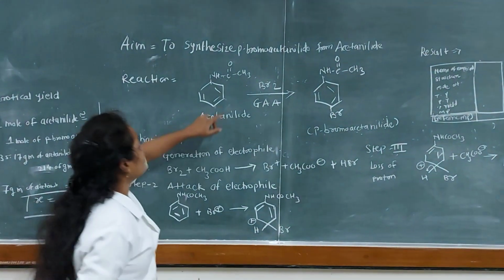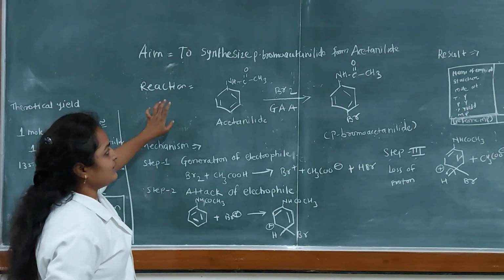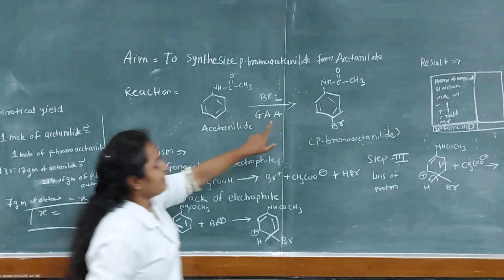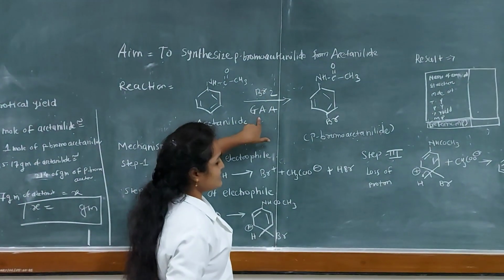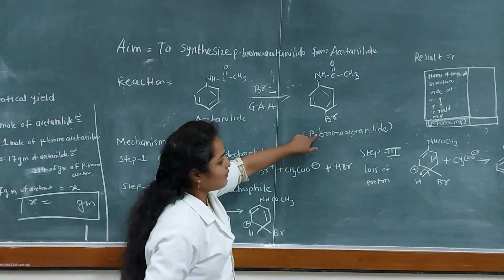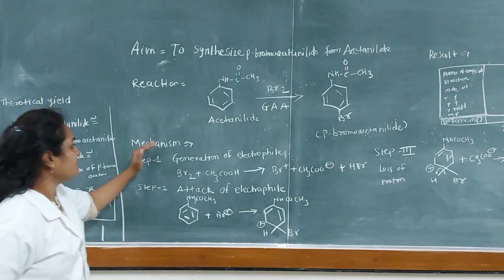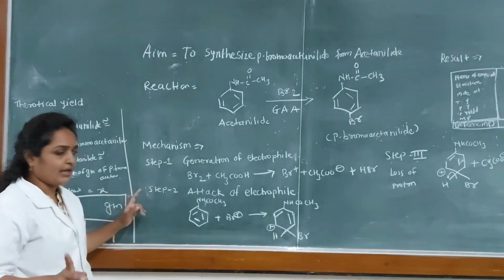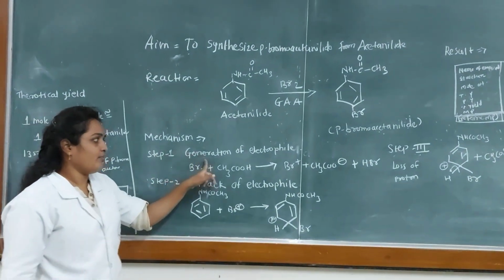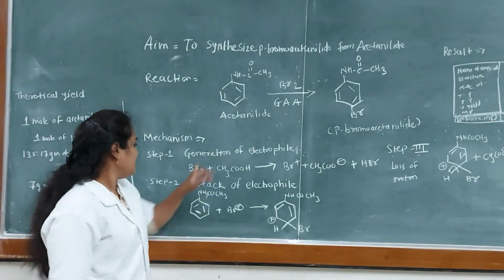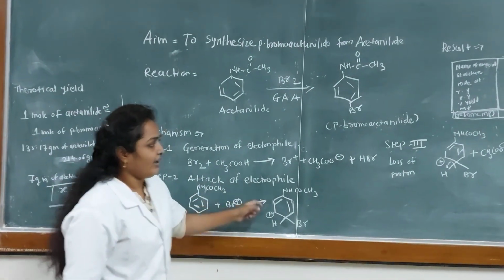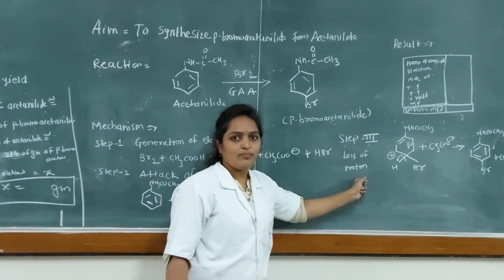This is the general reaction of para-bromoacetanilide. Acetanilide reacts with Br2 in the presence of glacial acetic acid. It gives para-bromoacetanilide. The next one is the mechanism. It is a three-step mechanism. Step 1 is generation of the electrophile, step 2 is attack of the electrophile, and the next one is step 3, loss of proton.